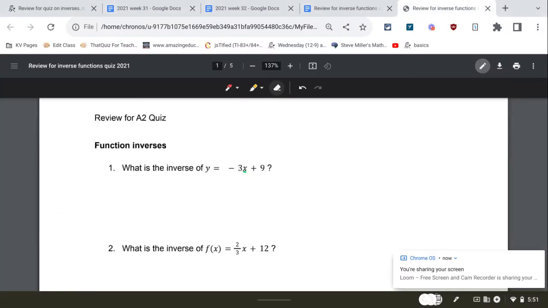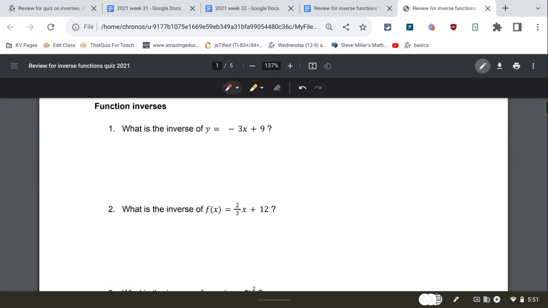All right, so we're going to go through the questions on this review. If you want to, I'd say try to work them out yourself if you know how. But if you get stuck, you can skip to certain sections. All right, what is the inverse of y equals negative 3x plus 9?